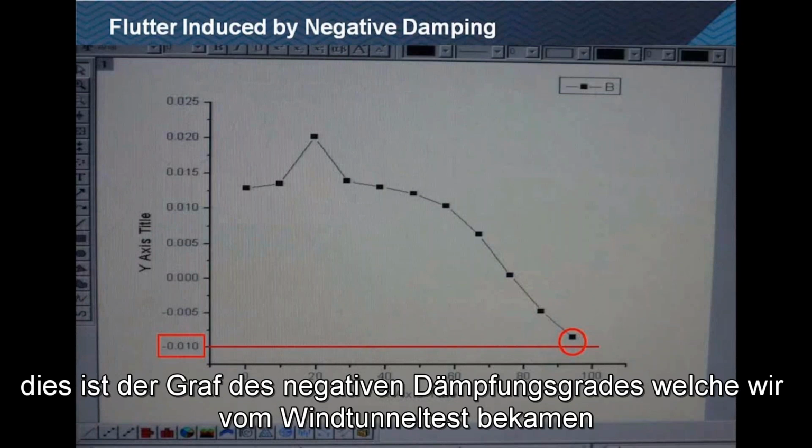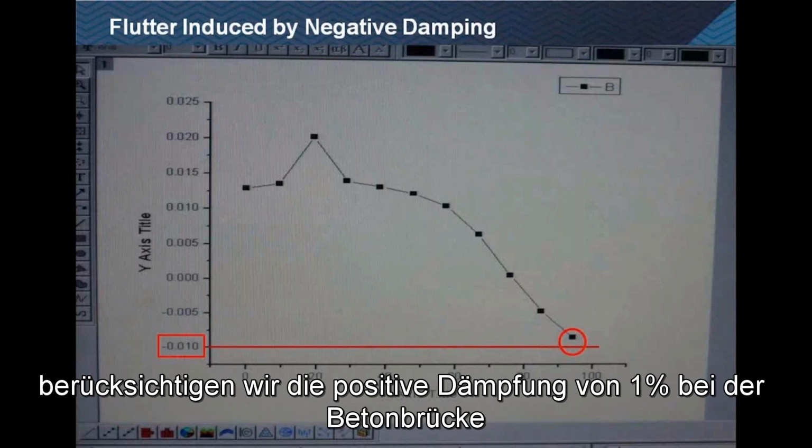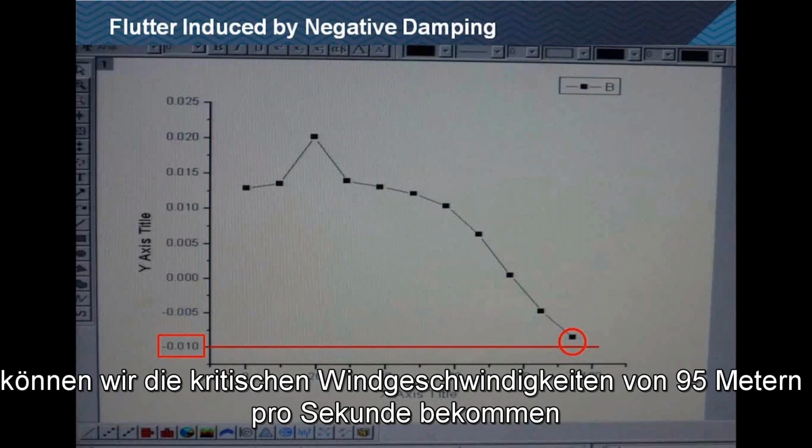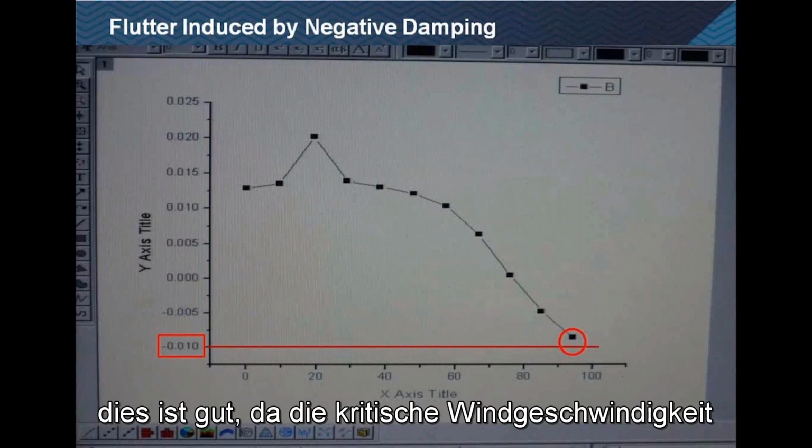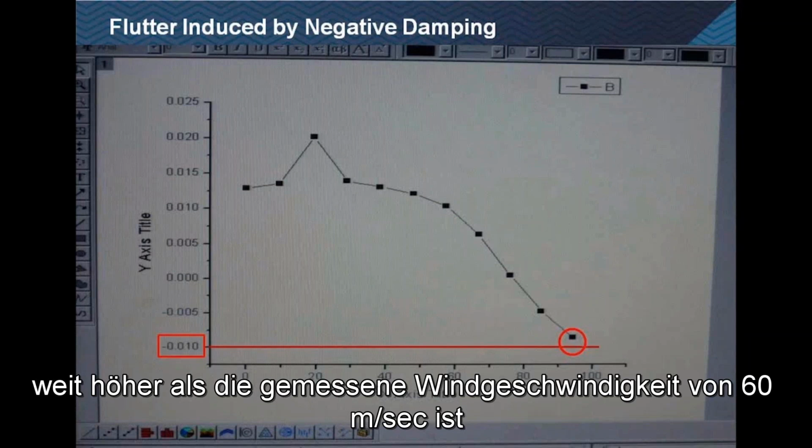Okay, this is the graph of negative damping ratio obtained from the wind tunnel test. Considering the positive damping ratio of 1% for the concrete bridge, we may obtain the critical wind speed as 95 meters per second. That is good because the flutter critical wind speed is highly above the site maximum wind speed of 60.1 meters per second as mentioned previously.